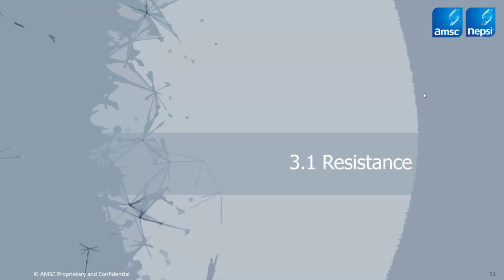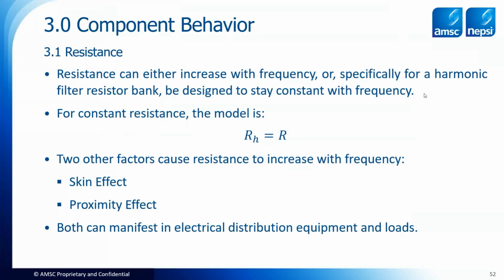So, resistance. Now, if you have a resistor bank and it's specifically designed to stay constant with frequency, then the model is R sub H at every harmonic is equal to some fixed value R. Very simple, right? So if it's made that way and there's no other effects going on and you know it's constant with frequency, then you just use this one value of R across all of the harmonic models that you'll build. However, there's two other factors that can cause a significant change to resistance and to cause it to increase with frequency, and that's skin effect and proximity effect.